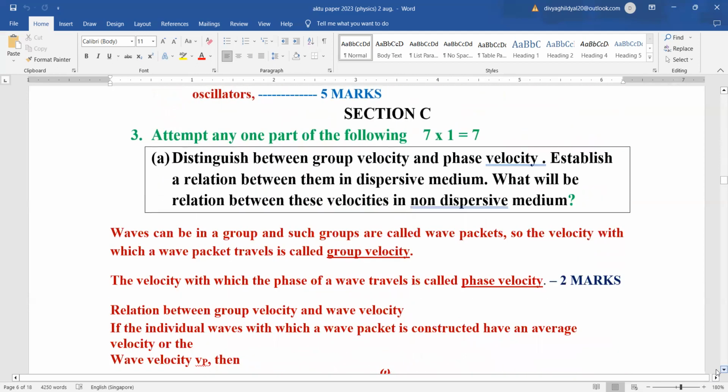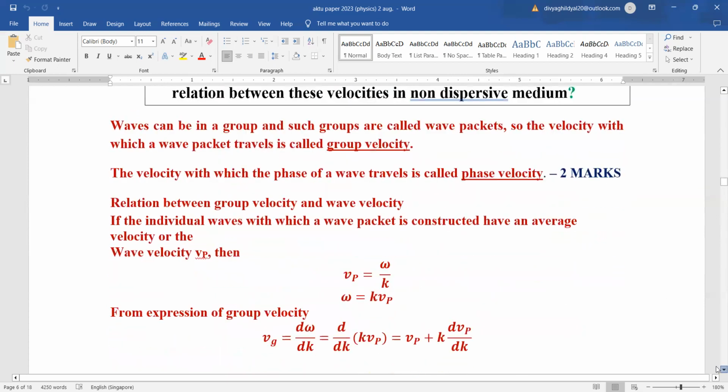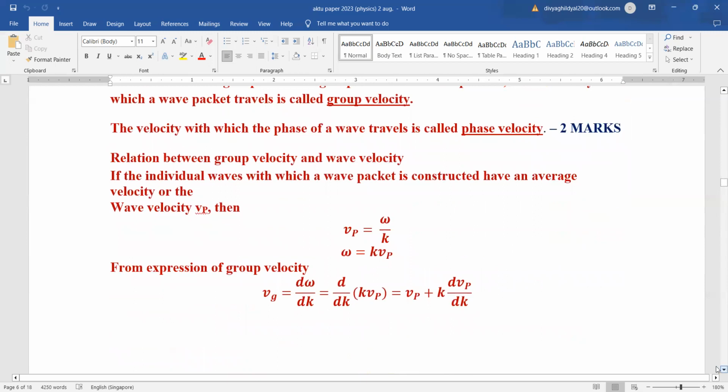Distinguish group velocity and phase velocity, and establish a relation between them in dispersive media. What will be the relation between these velocities in non-dispersive media? So again, 7 marks are getting broken into 2, I think, then 3 and another 2 marks. So waves can be in groups, such groups are called wave packets. So the velocity with which a wave packet travels is called group velocity, and the velocity with which the phase of a wave travels is called phase velocity.